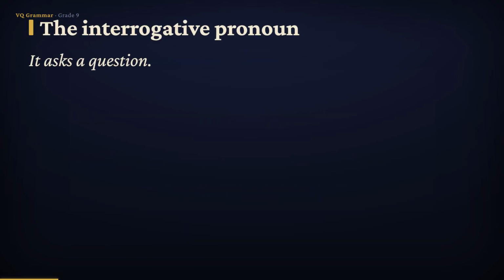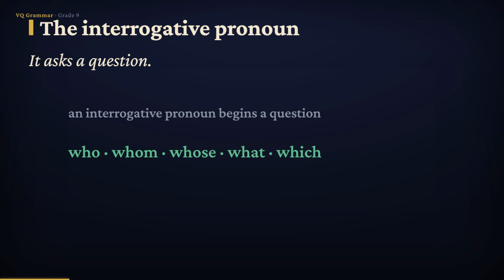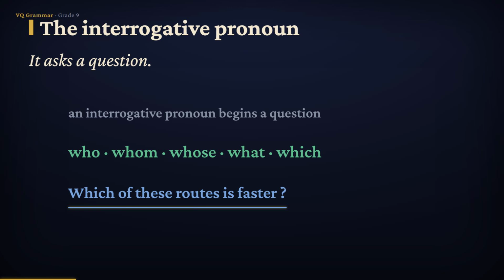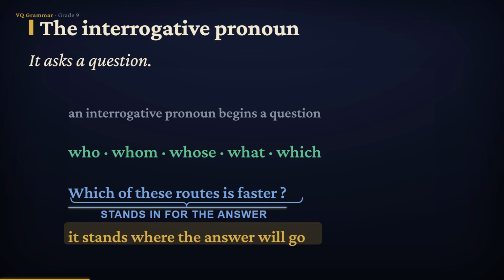First up, the interrogative pronoun. Interrogative simply means questioning, and that's exactly what this pronoun does. It begins a question. There are 5 of them to know: who, whom, whose, what, and which. Listen to how one works. Which of these routes is faster? The word which is standing in for an answer we don't have yet. It's holding the spot where a noun will eventually go. That's the heart of it. An interrogative pronoun asks for a missing noun, and it sits right where the answer will land.